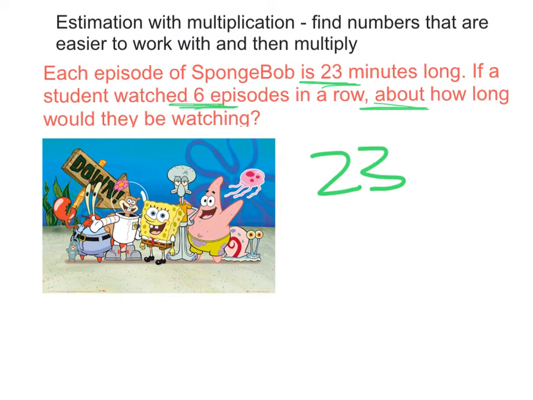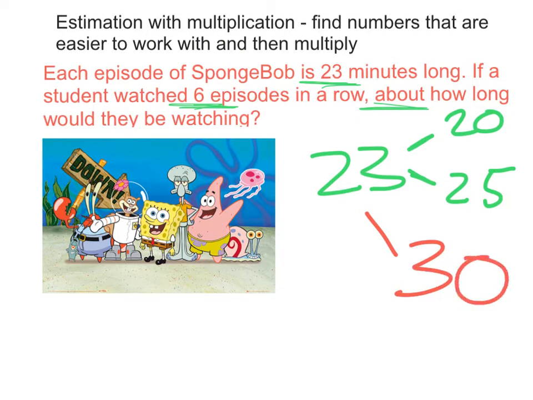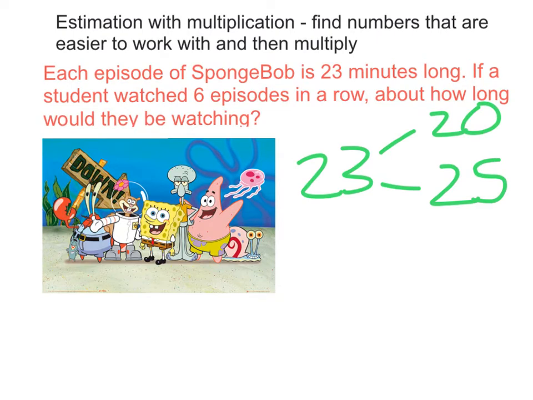And the cool thing about estimation with multiplication is you're going to just find numbers that are easier to work with. So 23 could be turned into 20, because of rounding rules, or it could come up slightly to 25. And 25 is pretty easy to work with because it's a 2 and a 5, and those are easy numbers to work with. It could not, however, go to 30 because 23 would not round to 30. So let's see what we do.